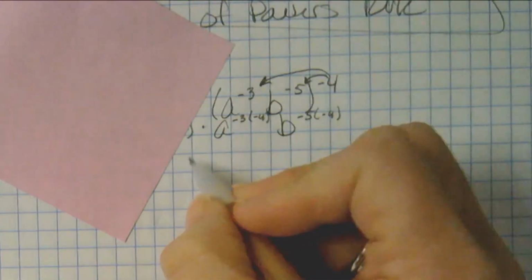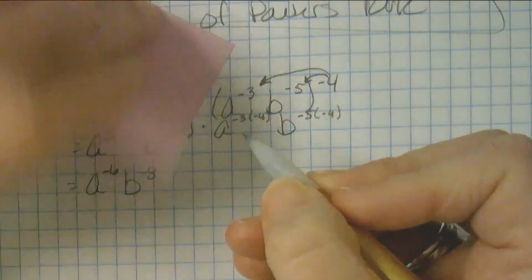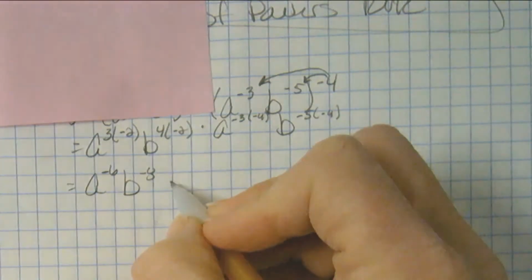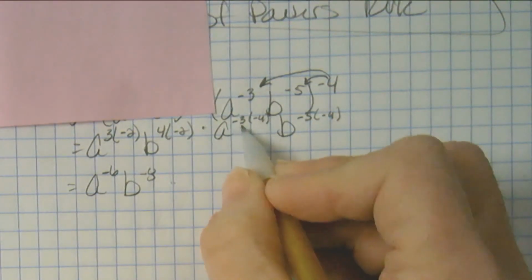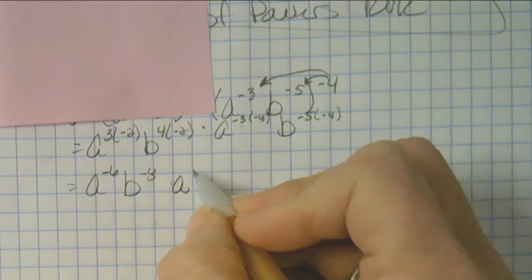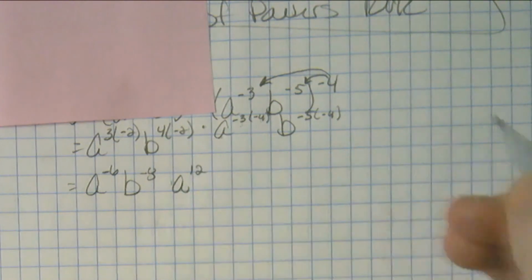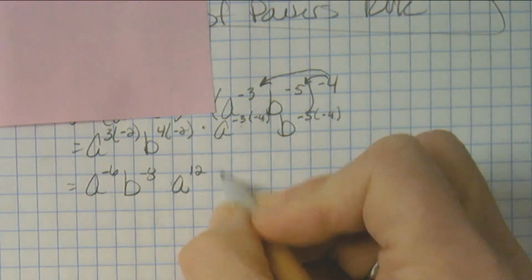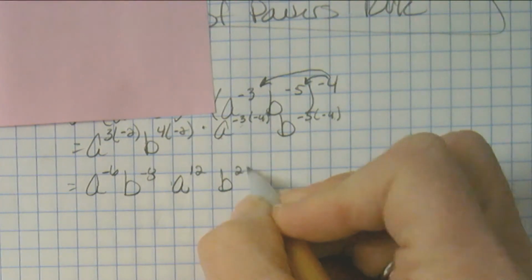All right? So, in my next line, I'm just going to put it next to it here. So down here, what's a to the negative 3 times negative 4? A to the positive 12. What's b to the negative 5 times negative 4? Excellent.